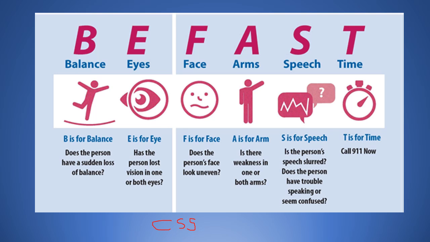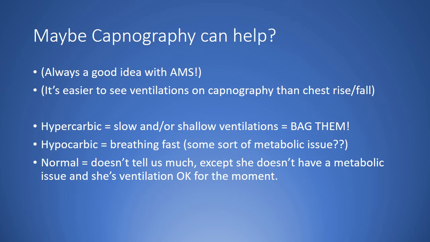If we don't think about those, we might actually miss strokes in those areas of the brain. All right, so maybe capnography can help. By the way, it's always a good idea if you have a patient with altered mental status. Always use capnography with difficulty breathing and altered mental status. Always, always, always. It's so much easier to see ventilations with capnography than it is to notice that very shallow or even normal chest rise and fall.